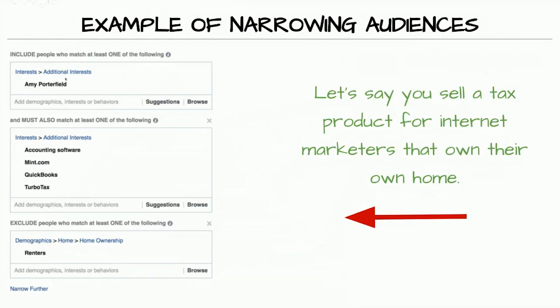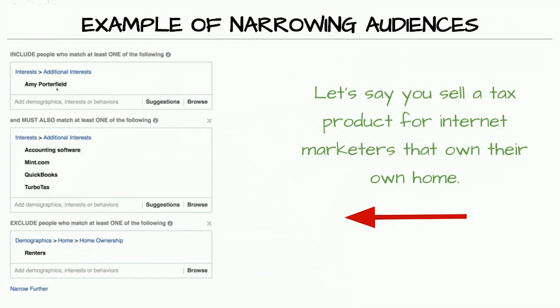So first, we target people that like Amy Porterfield. So they're probably interested in internet marketing, or they're an internet marketer, or they're trying to learn it, whatever. And they must also match. So you just hit the narrow button, narrow further, and must also match at least one of the following additional interests. So this time I use interest. I'm sorry, they're all interest. Don't get confused between the two. I just did. Just because it says interest here, it doesn't mean it's an interest.